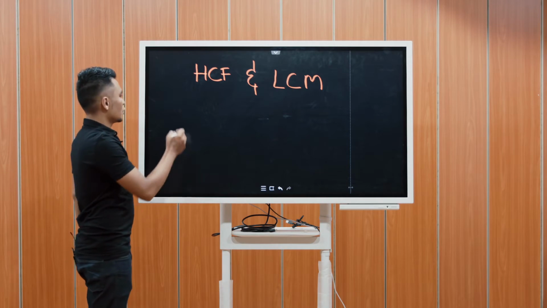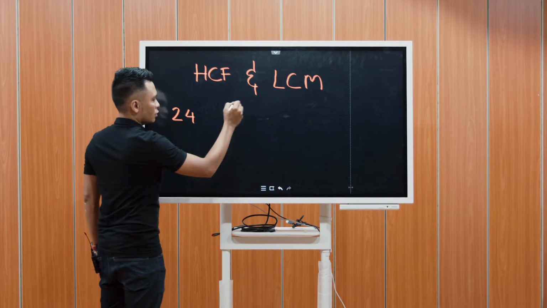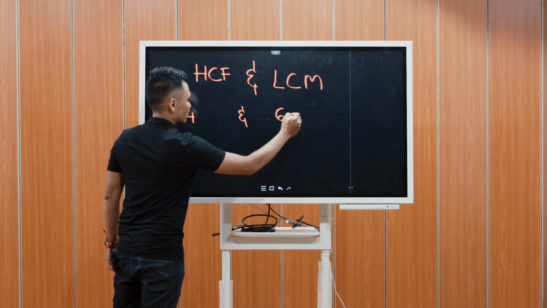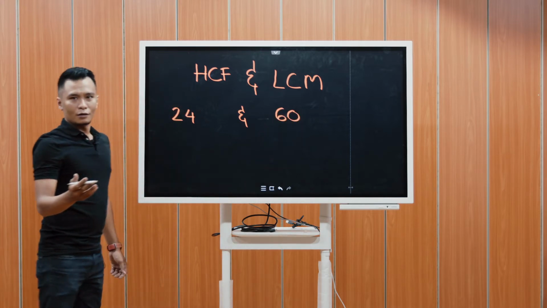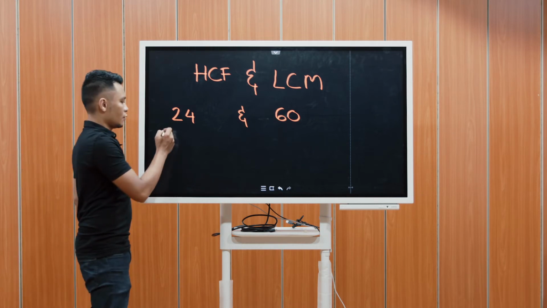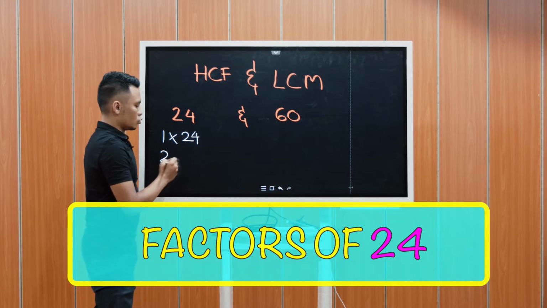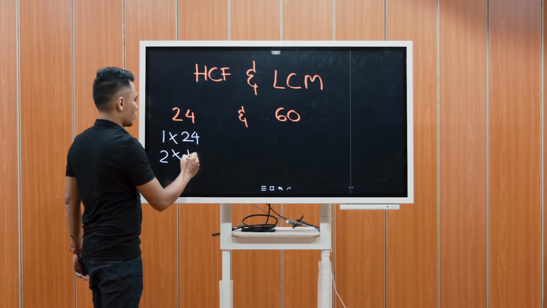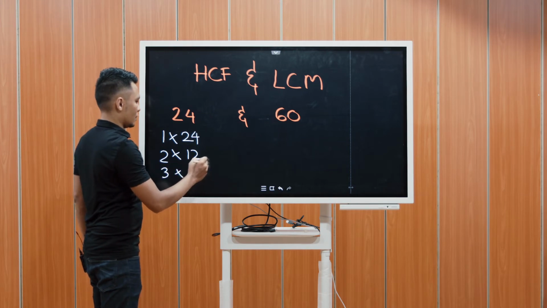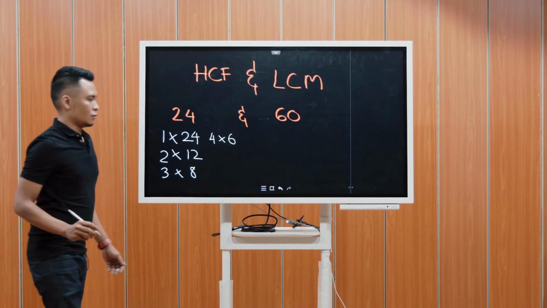Let me give two numbers. How about the number 24 and also the number 60? Okay? What does 24 comprise of? 24 comprises of 1 multiplied by 24, 2 multiplied by 12, 3 multiplied by 8, 4 multiplied by 6. Okay?